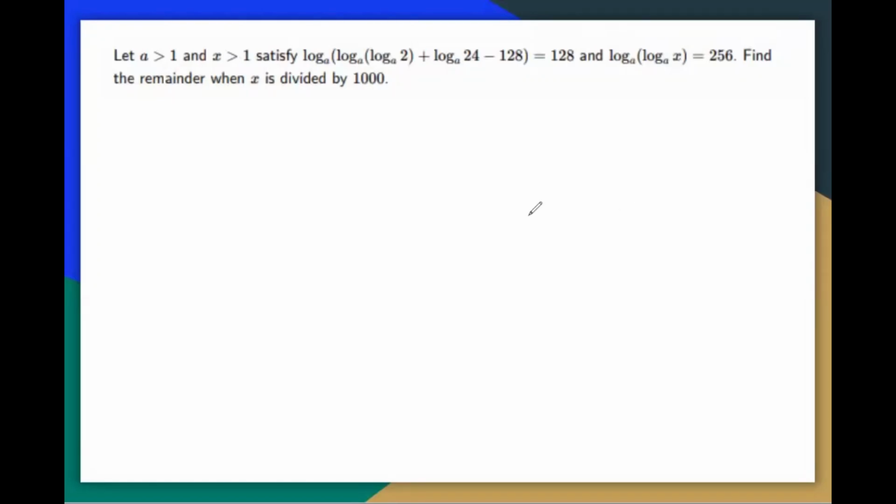Well, so we have another AIME problem. This is like number 14. It's an interesting logarithm problem looking, but at the same time, we do have a lot of number theory involved. So let's see what's going to happen.